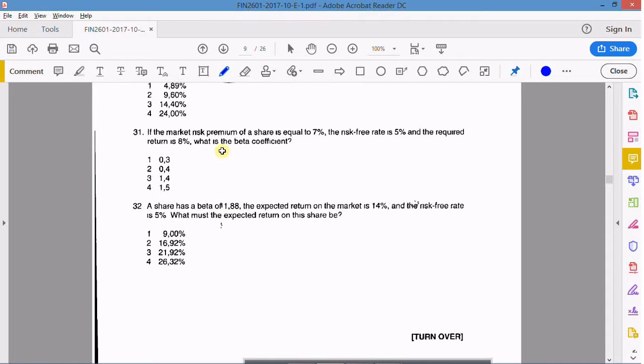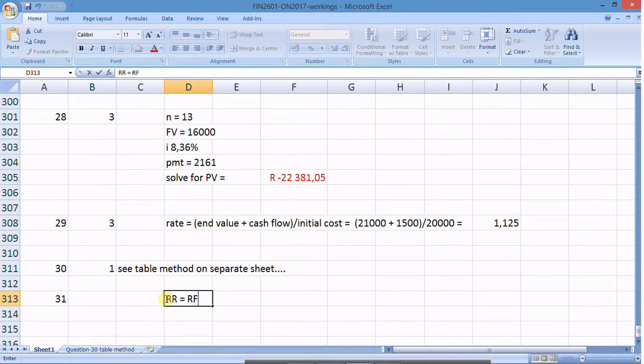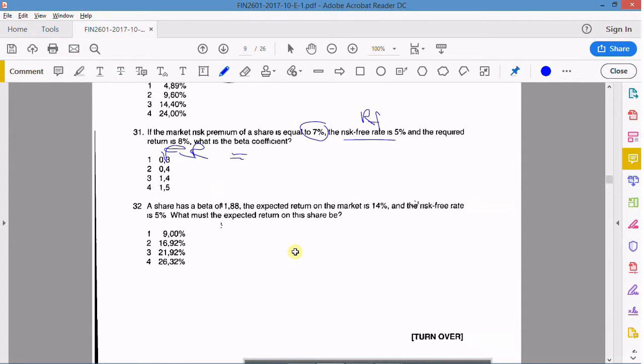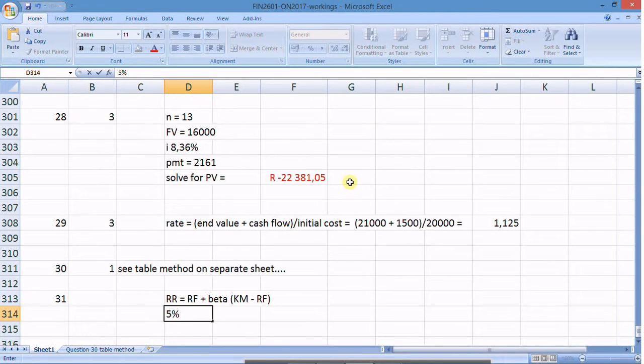Right, market risk premium of the share is that. Risk-free, RF. Required return, RR. What is the beta coefficient? So that we can work out. The required return is 8%. The risk-free is 5%, plus what is the beta? Oh, we're working out beta. So beta, brackets. The market risk premium was 7%. So that's actually 7%.